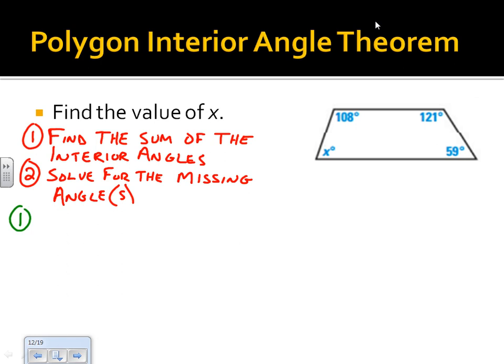Excuse me? It is a trapezoid. We're going to talk about those later in the chapter. So not only are we going to talk about recognizing them and naming them, but also what properties they have. So number one, find the sum of the interior angles. That's what we were just doing.